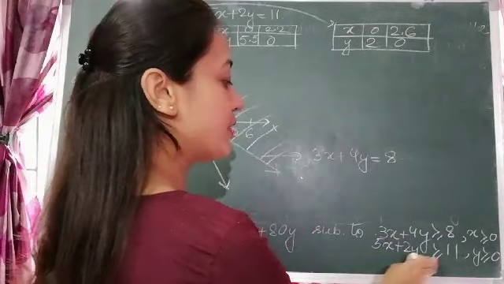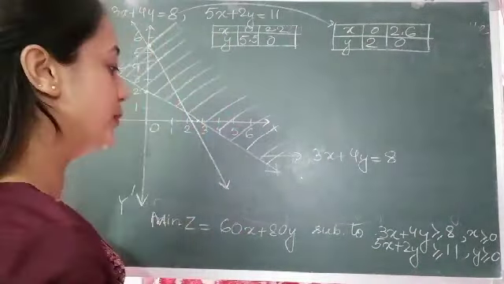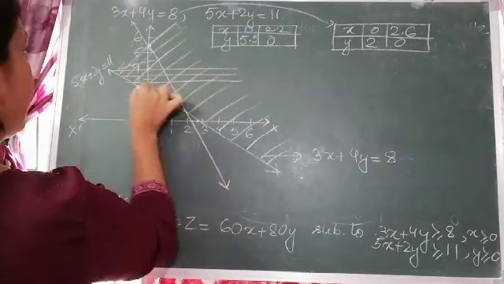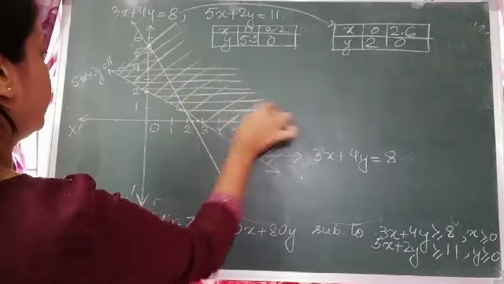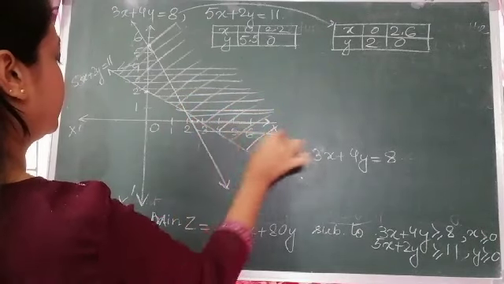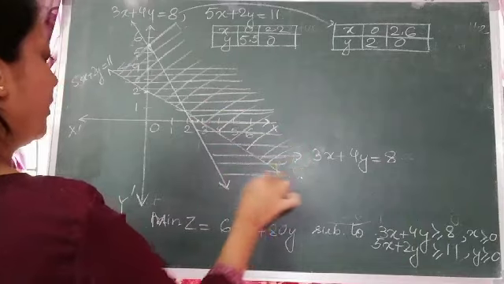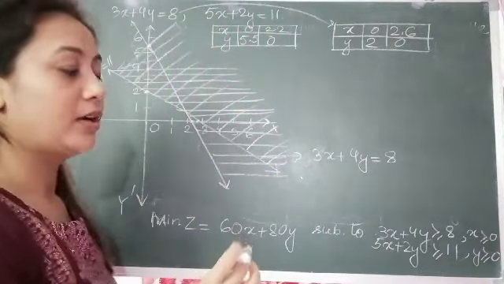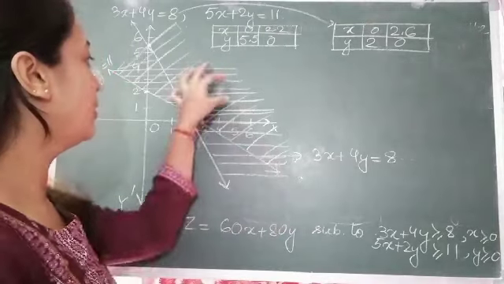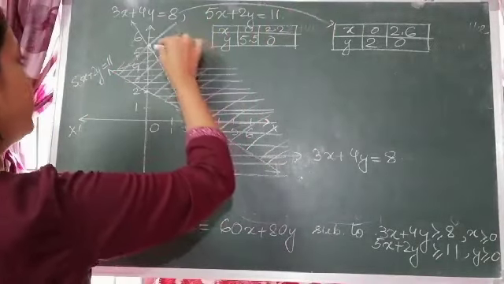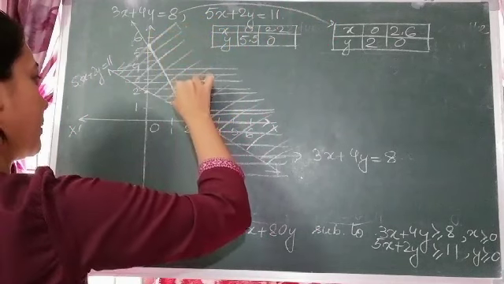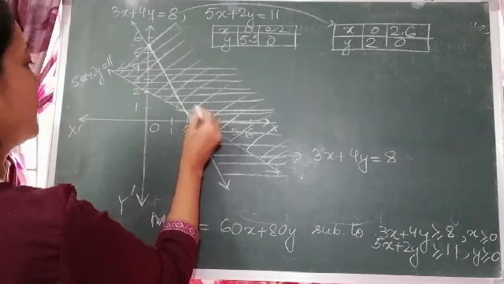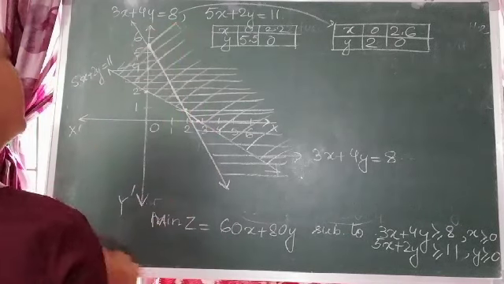Next, here again 0 plus 0 greater than or equal to 11. This cannot be true. So for the second also it will be away from the origin. And since x greater than or equal to 0 and y greater than or equal to 0, in which quadrant? In the first quadrant. So the feasible region will be this portion. Okay, where these are the corner points here, this and this.